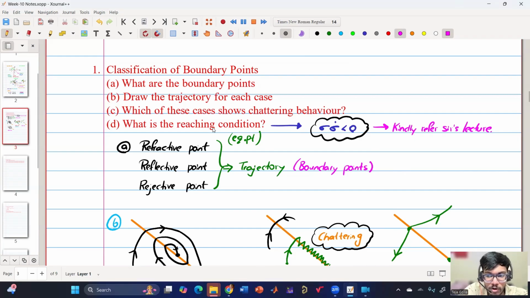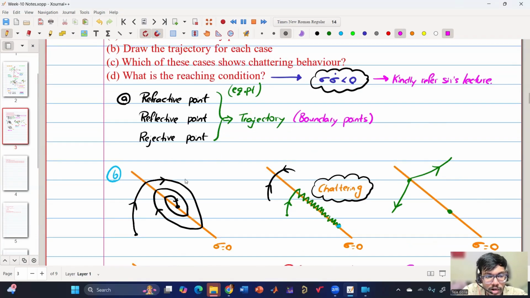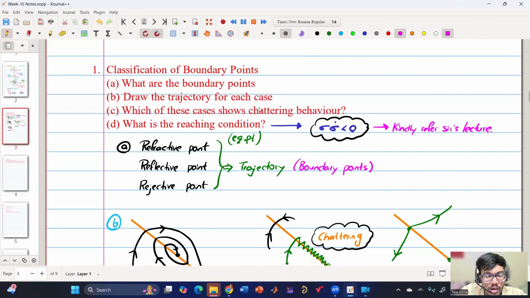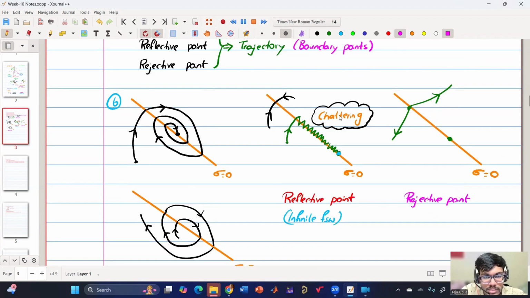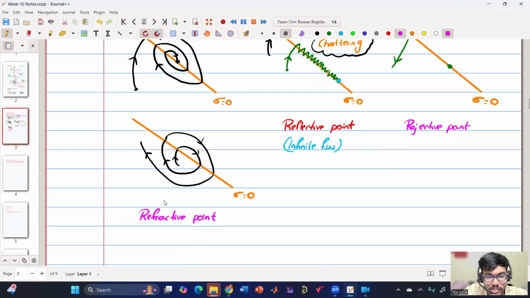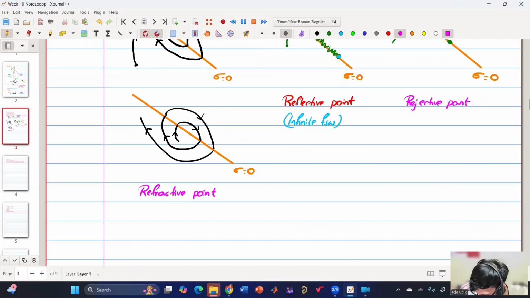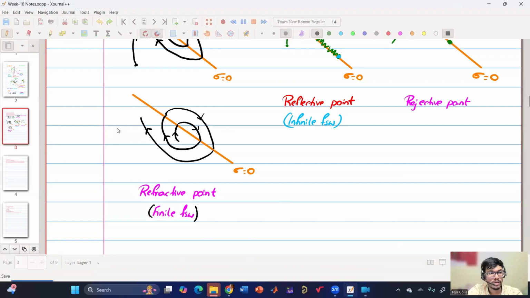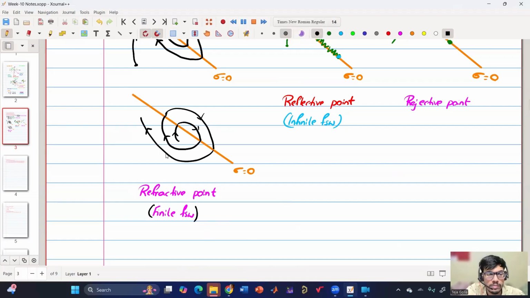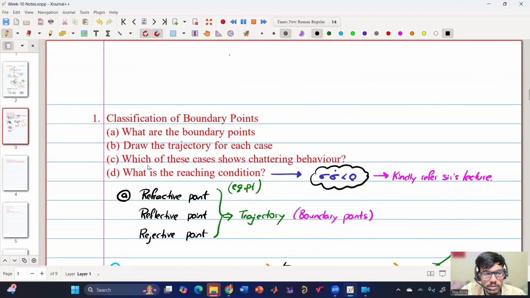So is this clear? The first problem: what are the different trajectory points and how the trajectory looks like. This is chattering behavior, and it has infinite switching frequency. This has finite switching frequency. Clear? Yes, sir. So only this part, sorry for this because I will not get time.